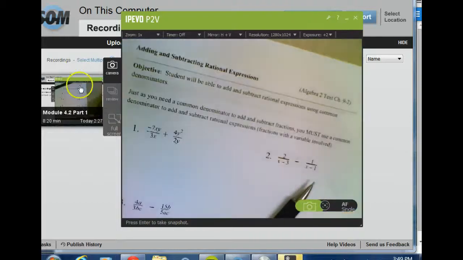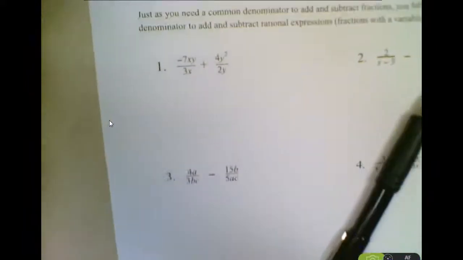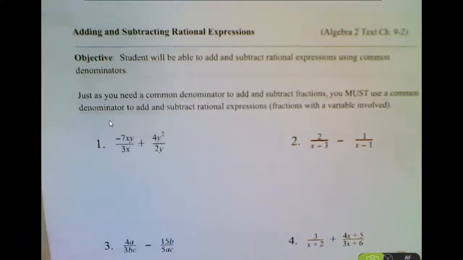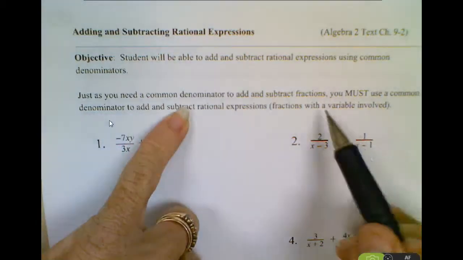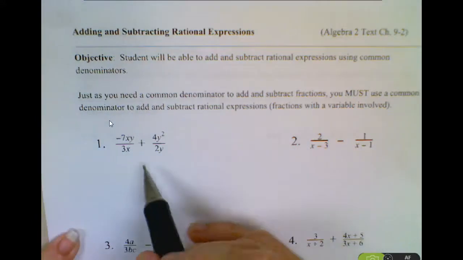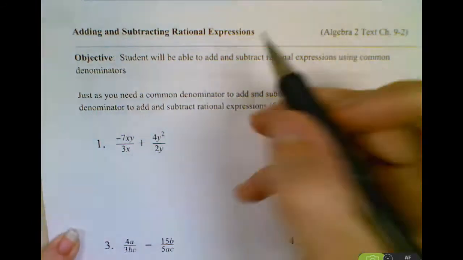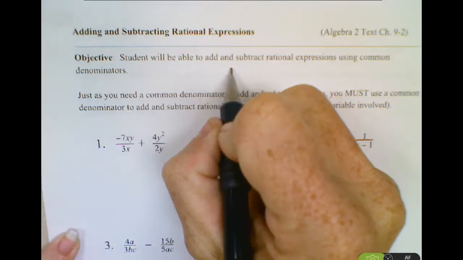Okay, so now we're finishing up the last part of 4.2, and we are working on adding and subtracting rational expressions. So the key thing to remember is that as you need a common denominator for regular fractions, you also need them for rational expressions. The way I like to think of it is the easiest way to find a common denominator for any fraction is to multiply them together.